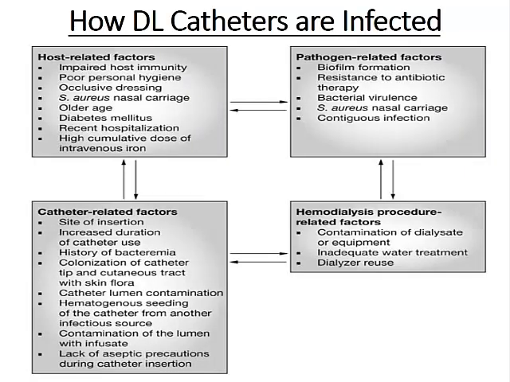So how are double lumen catheters infected? For this purpose, we need to understand that there are various factors, and they can be categorized into four main categories. First of all are the host related factors. Host related factors are those in which the host is responsible for this infection.